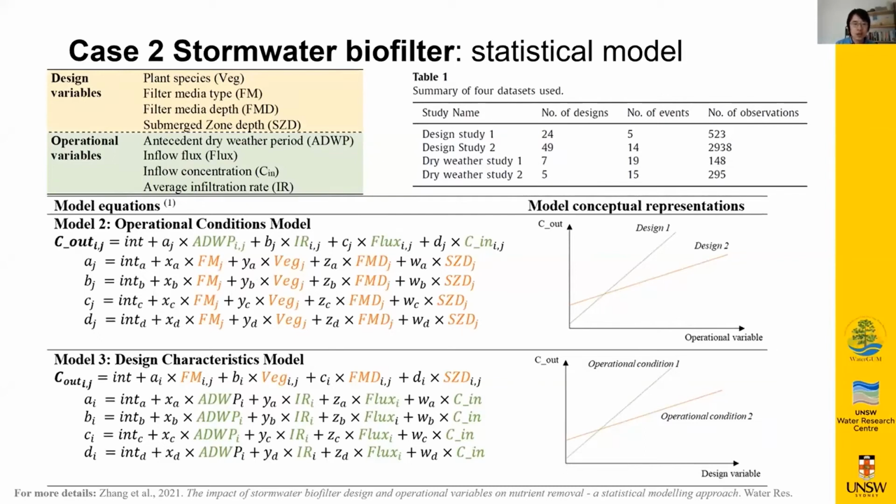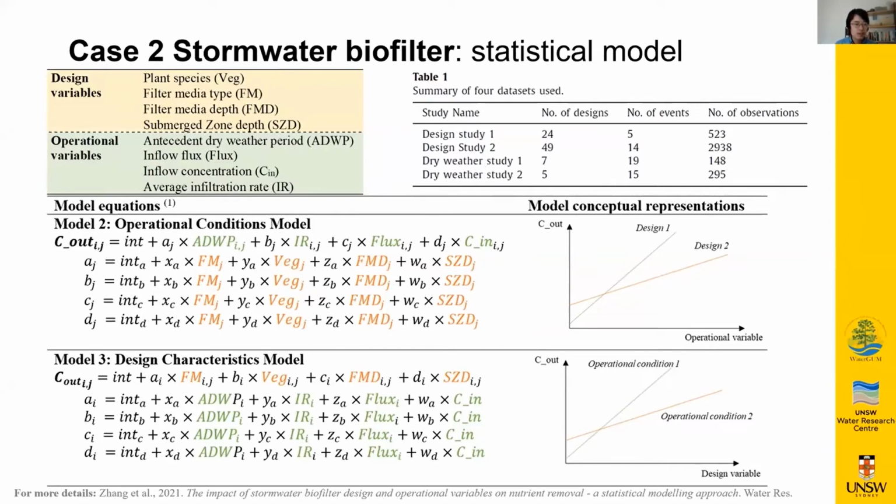Let me just briefly introduce the models. For model 2, we assume the outflow concentration is a linear function of all operational variables, which are ADWP, RI, flux, and Cin, and the regression coefficients of these variables are a linear function of the design variables. So this is basically a multi-layer hierarchical statistical model. And model 3 is the other way around. The outflow concentration is a linear function of design parameters, while the regression coefficients are a linear function of the operational parameters.